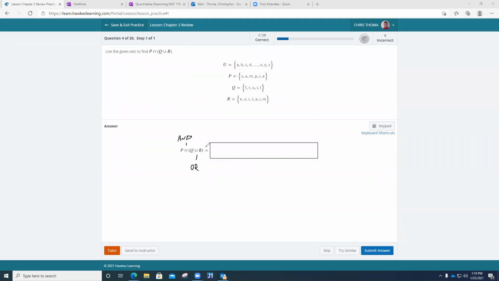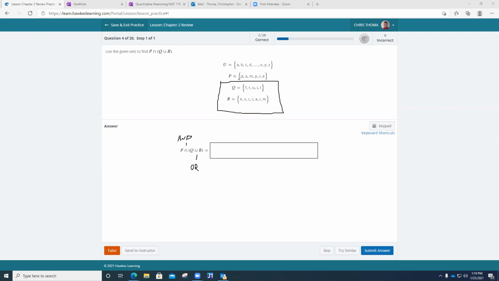Just like before, we do order of operations. So we have to have Q or R. That means that can be any one of those numbers. And then and P. So what it needs to do is what letters are in P and in Q or R. Basically, what do these three things have in common?